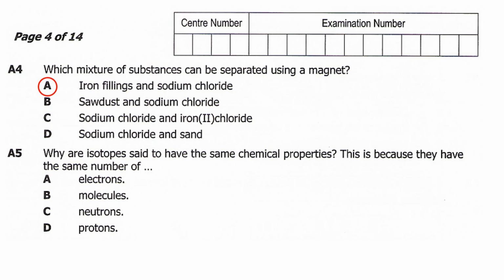So isotopes are atoms of the same element which have the same atomic number but different mass numbers. So if they have the same atomic numbers, then it means they have the same number of electrons, and electrons are the ones that determine how an element reacts, whether it can lose electrons or gain electrons. So the correct answer when they ask why isotopes are said to have the same chemical properties is: this is because they have the same number of electrons. So the answer is A.